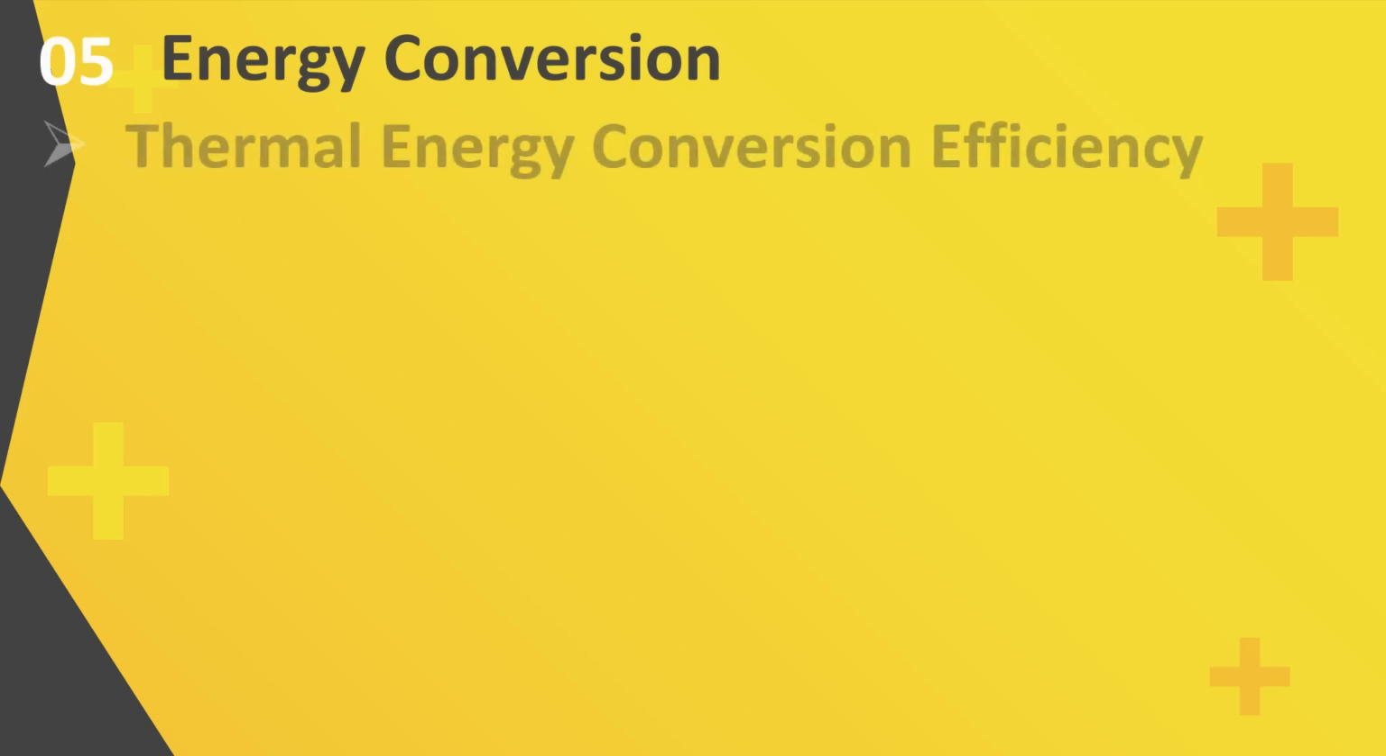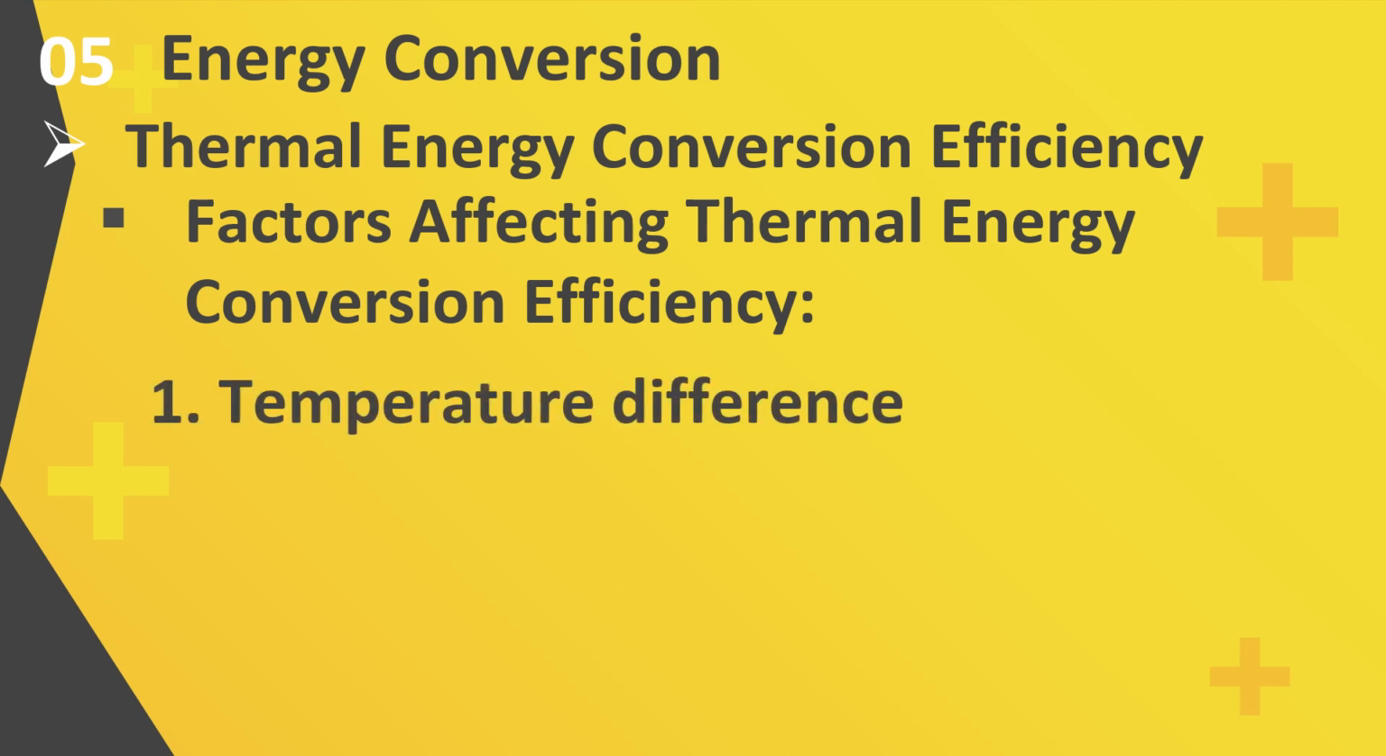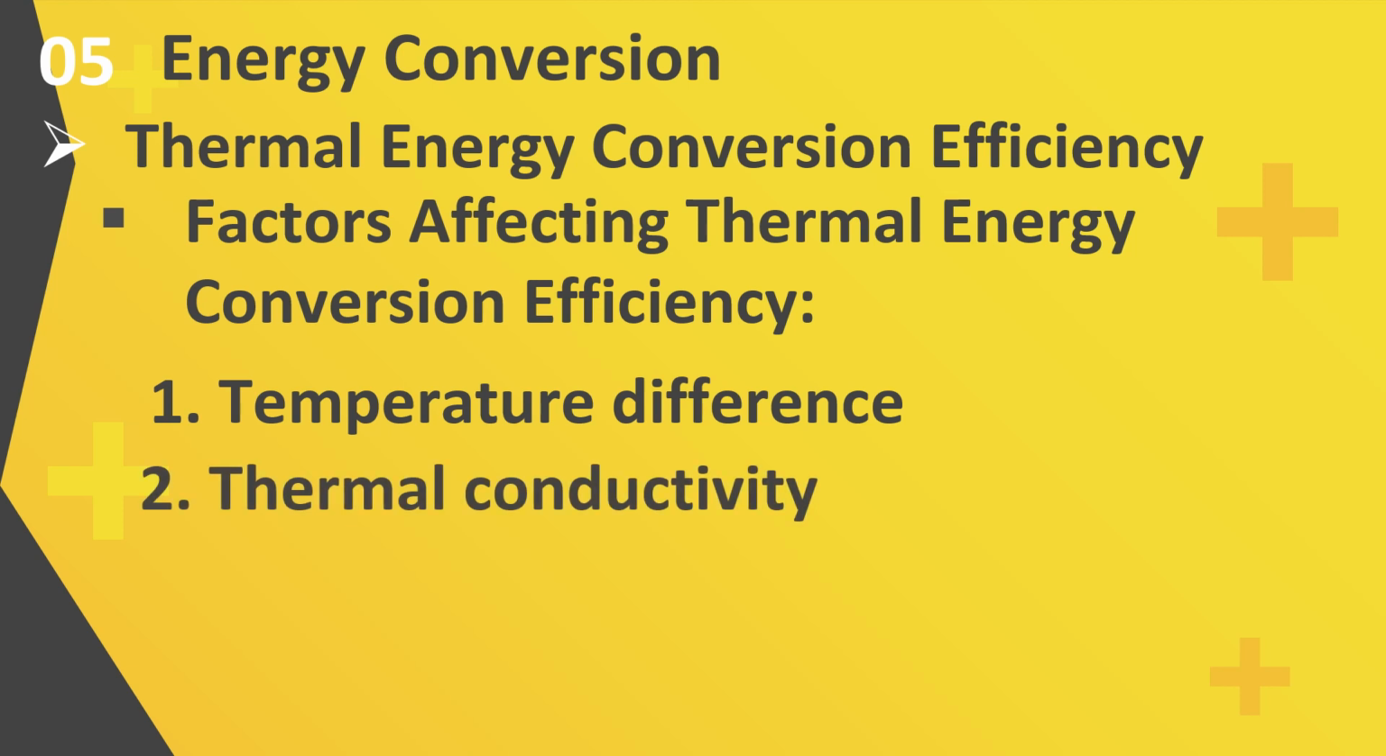Thermal energy conversion efficiency is a measure of how effectively thermal energy is converted into electricity. There are several factors that affect the thermal energy conversion efficiency, including temperature difference. The greater the temperature difference between the heat source and the cold sink, the higher the efficiency. Thermal conductivity. Materials with higher thermal conductivity can transfer heat more efficiently, leading to higher conversion efficiency. Heat losses. Minimizing heat losses during the conversion process can improve efficiency.